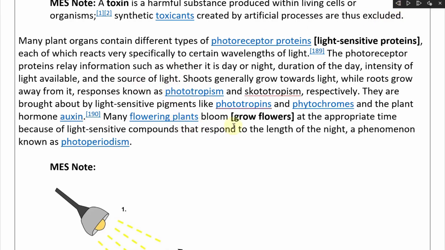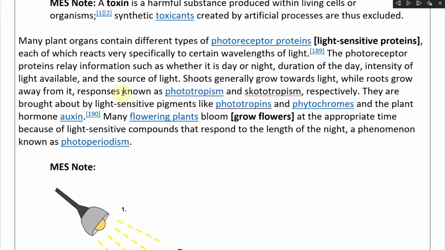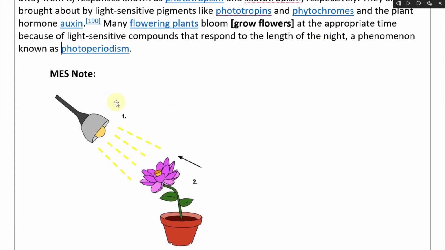Many flowering plants bloom or grow flowers at the appropriate time because of light-sensitive compounds that respond to the length of the night, a phenomenon known as photoperiodism. Very interesting. Basically, flowers can sense the light and direction of light as well as how much light is coming in, and they can bloom at the appropriate time, such as when it's not nighttime, and also move the entire stem towards the light.